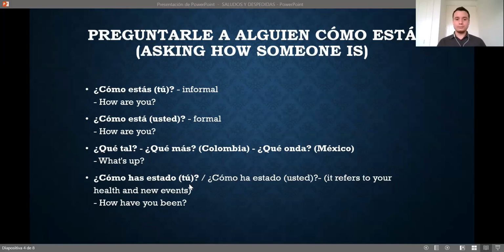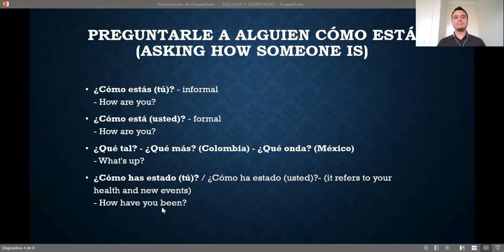And finally, we have ¿Cómo has estado tú? Or ¿Cómo has estado? ¿Cómo ha estado usted? Or ¿Cómo ha estado? The same as the previous one. The same case as ¿Cómo está? The difference is the conjugation with S here and no S here, and also the use of the subject tú and usted. And this question refers to your health or new events in your life.